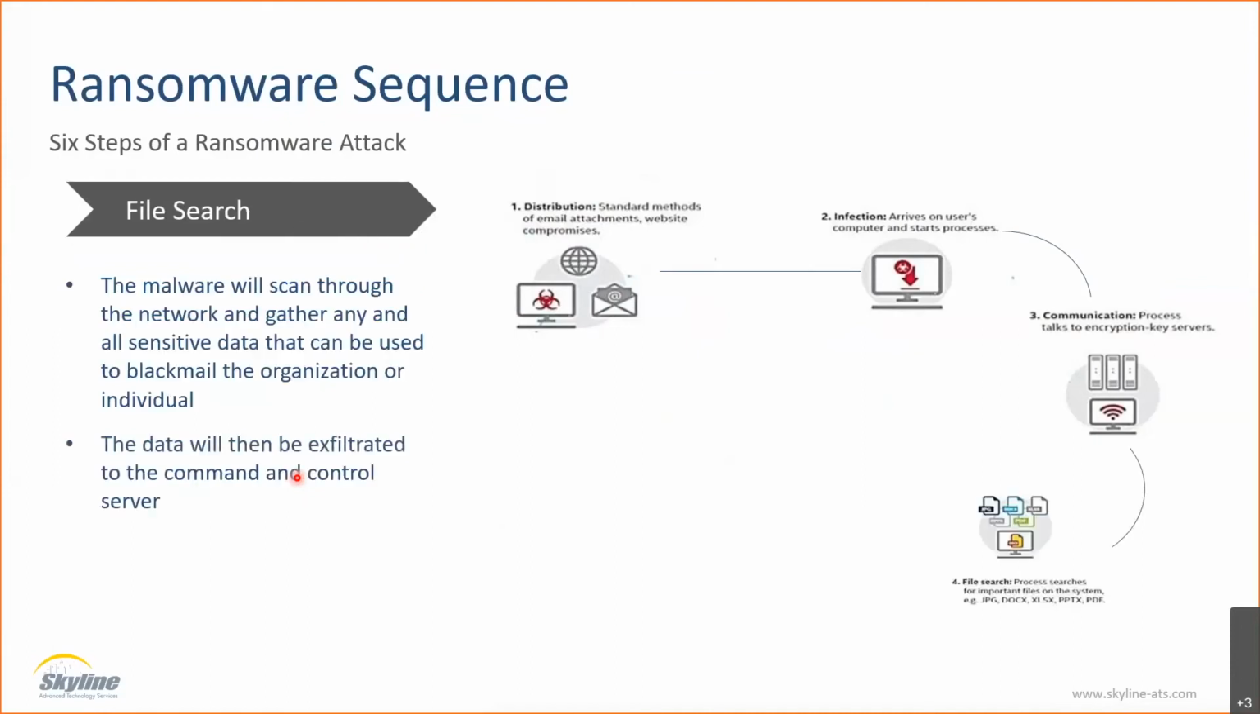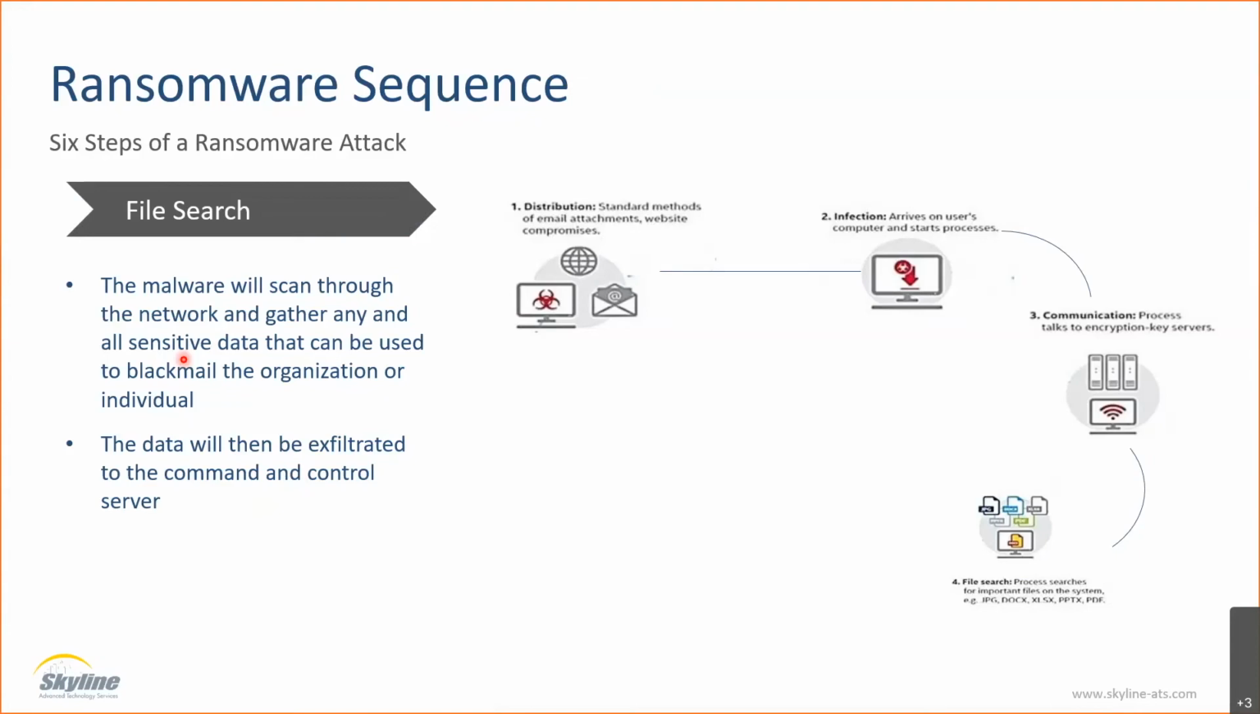But let's assume that you don't. So now we've accessed our command and control server and downloaded the encryption keys. At that point, the malware is designed to move laterally within your organization and scan for data that can be compromised. It'll steal anything that it thinks is of value. That information can be used to blackmail the organization. Then the data gets exfiltrated to that command and control server.